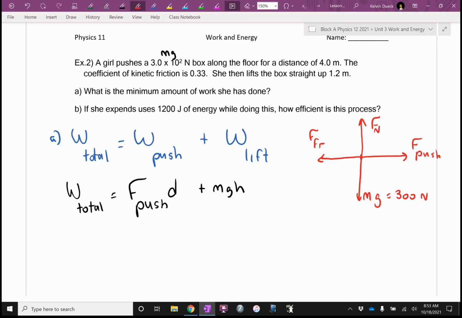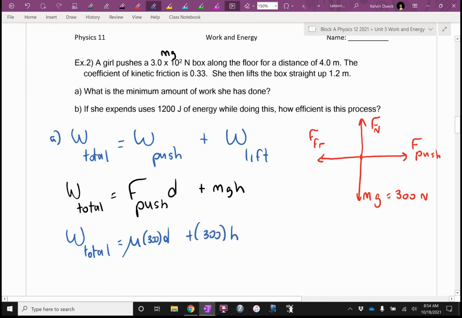So, I don't know, F push. Oh, but look, I don't know the force the same size as F push. Friction. Friction is what times what? Okay, so now we can say mu times the normal force. Wait, I don't know the normal force. Oh, but look, I know the force the same size as the normal force. Okay, so I'm going to go mu times 300 times d plus 300 times h.